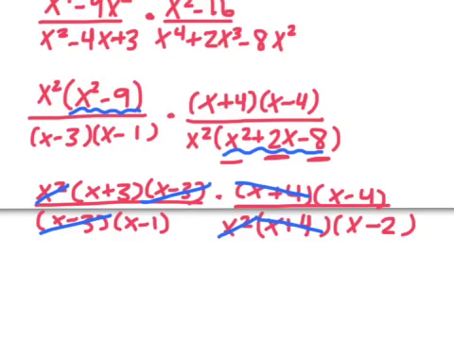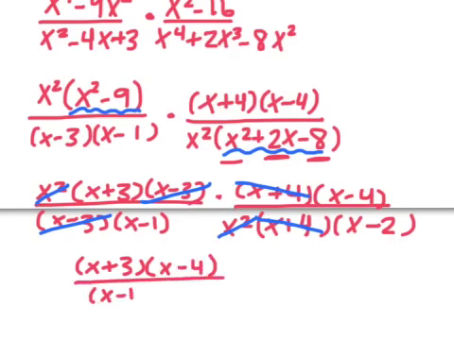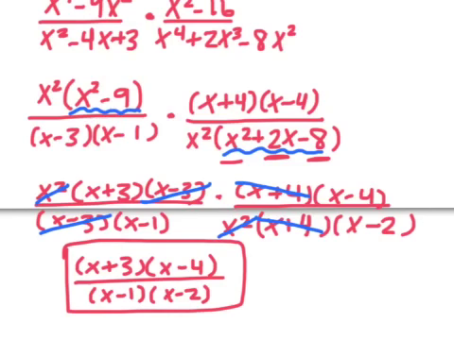So now we can multiply and write what's left, leave them as factors. So x plus 3 times x minus 4 divided by x minus 1, x minus 2. You do not need to multiply these expressions out. Please leave them in the factored form because we'll be using them in a future lesson.